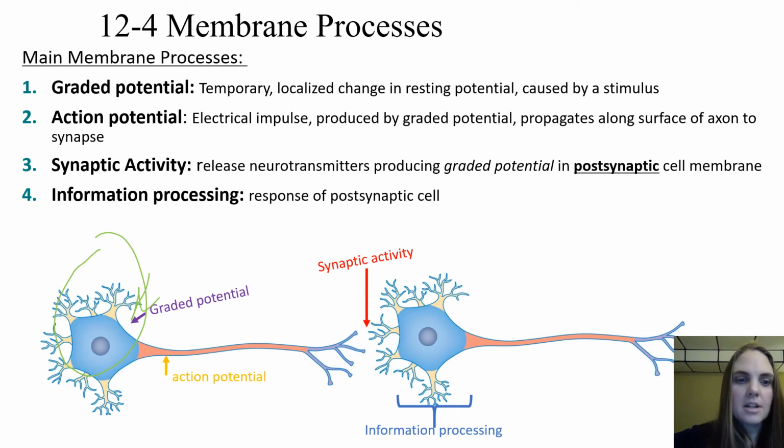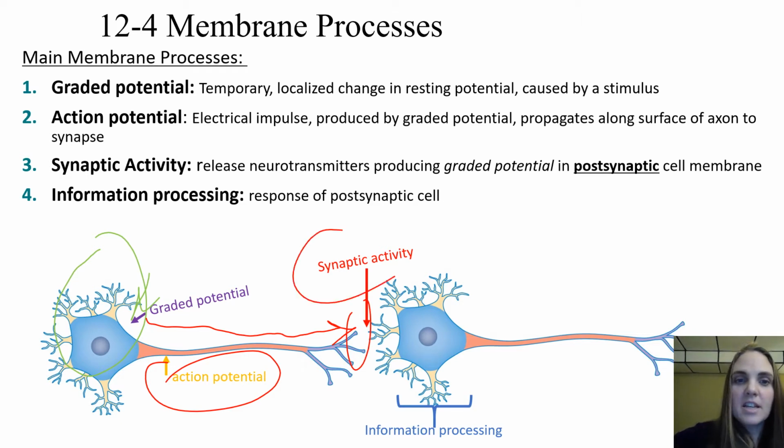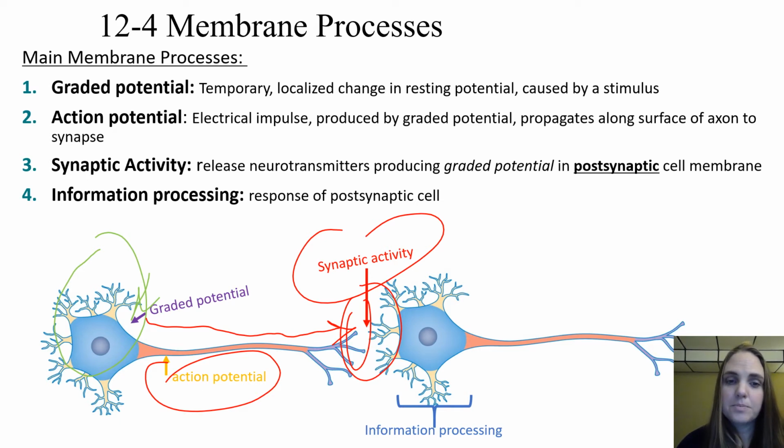Then we have what's called an action potential. An action potential is an electrical impulse that's produced thanks to that graded potential. And the action potential propagates along the surface of the axon to our synapse. Then we're going to have our synaptic activity here at the synapse. What's going to happen is that the axon terminal is going to release a neurotransmitter, a chemical, and that neurotransmitter is going to bind to the second cell, the postsynaptic cell, and that's going to produce a graded potential in that postsynaptic cell membrane.